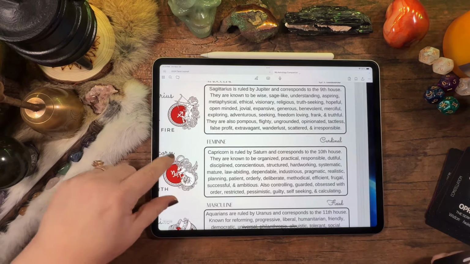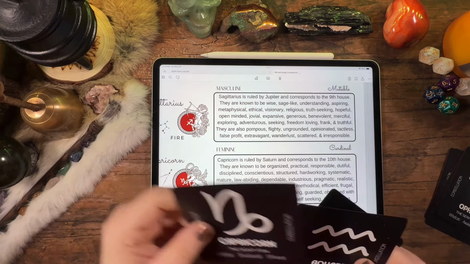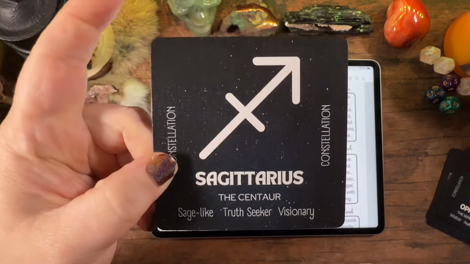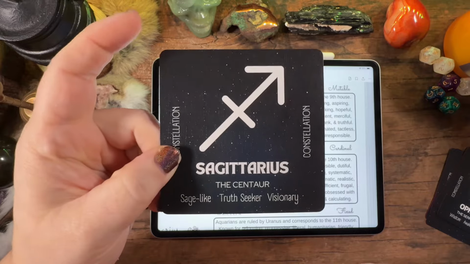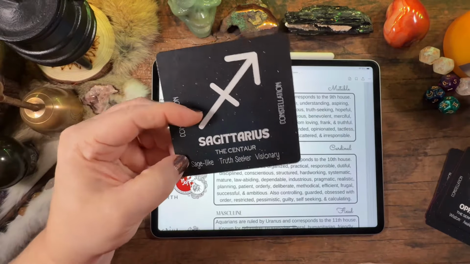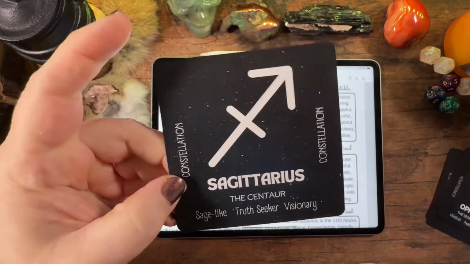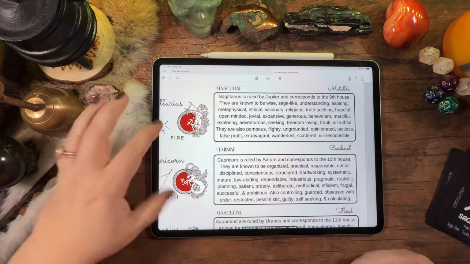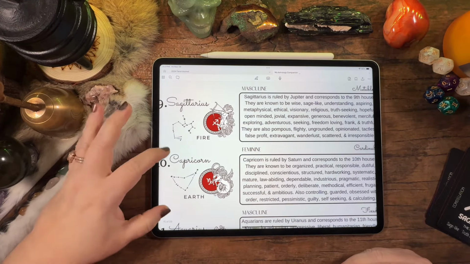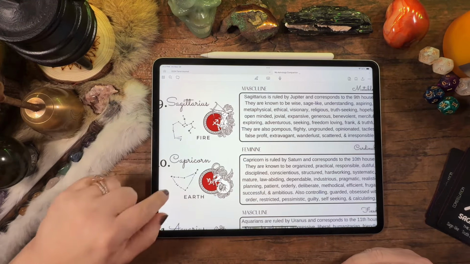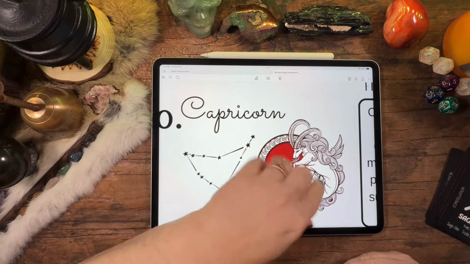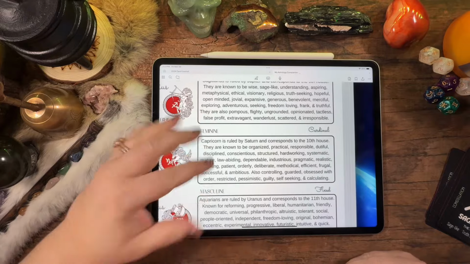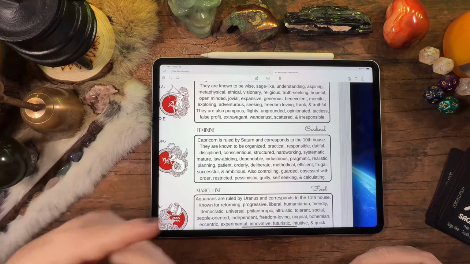All right, and it looks like an arrow because Sagittarius is the centaur, right? And so sage-like, truth-like, visionary. All right, so the next one, Capricorn. Earth sign. That's what it looks like. It's the goat, but it's like the fish goat. It's got a fish tail, right? And in other, like in Vedic, it's also an alligator.